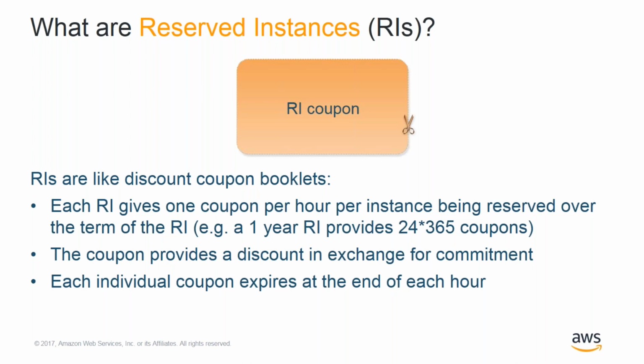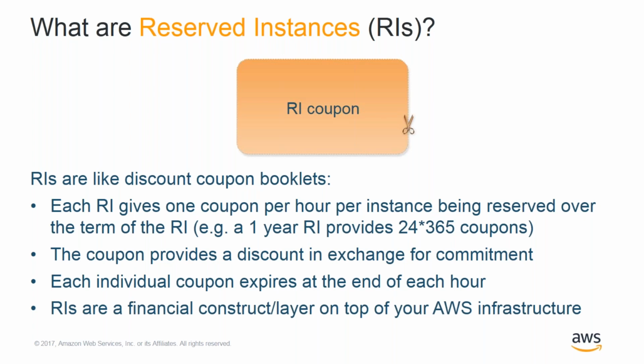And so what that means is it's ideal to be used for always-on workloads, but it can also be used to save for not always-on workloads, because the discount may be more significant than the time in which the instance is off. And finally, keep in mind, reserved instances, despite their name, are a financial construct or layer on top of your AWS infrastructure. And so they're not tied to specific resources and physical machines, but rather they're a financial layer that provides discount and also capacity reservation.